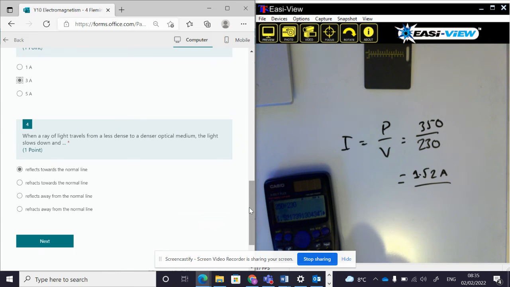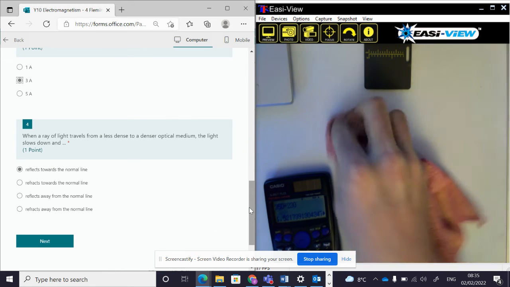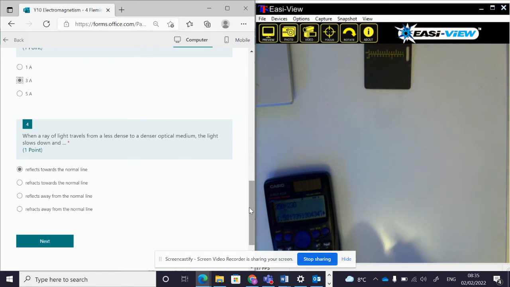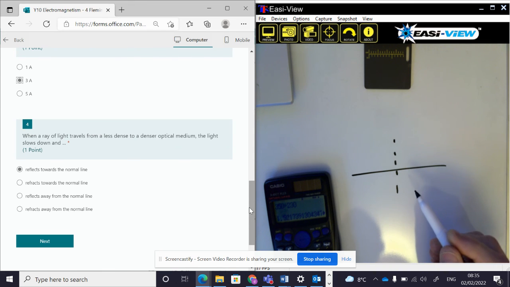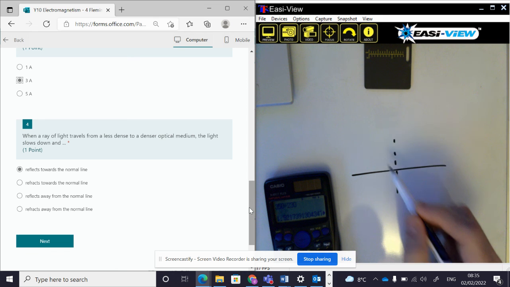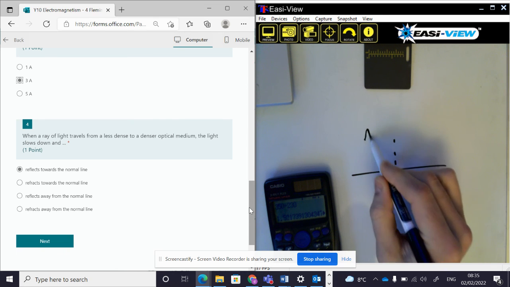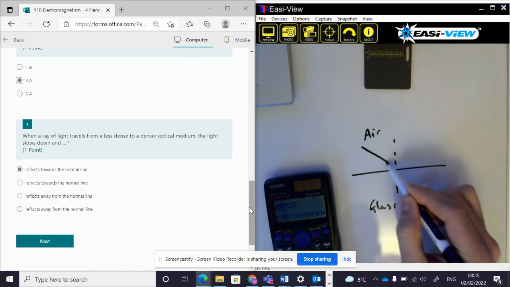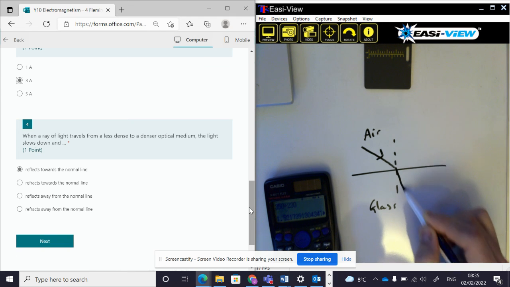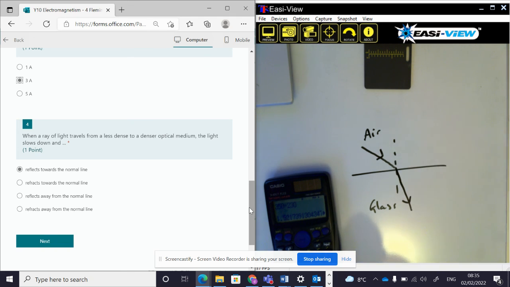Next one, when a ray of light travels from a less dense to a more dense optical medium, the light slows down, and if the light slows down, it will refract towards the normal line. So it's important that we're talking about refraction. It's going from less dense to more dense, so less dense like air, more dense something like glass. Always use a ruler, and it bends towards the normal line, and that's refraction.